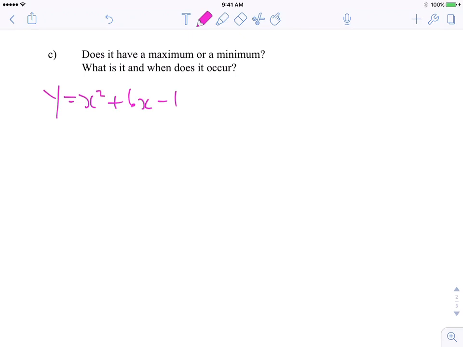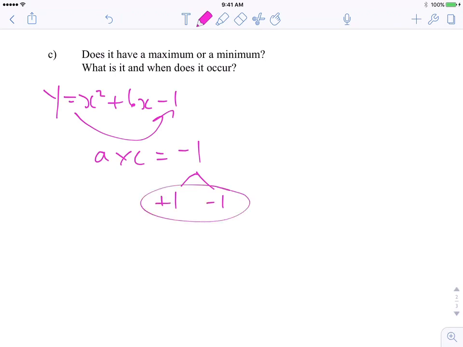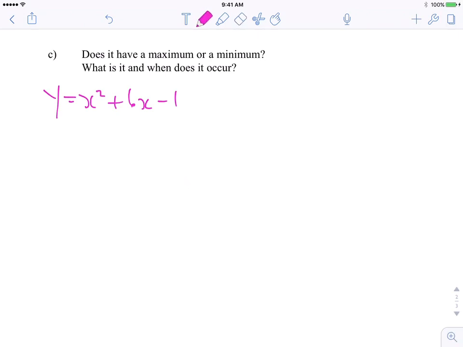But in this case, we also notice a value is 1, and if we multiply a times c, 1 times negative 1 is negative 1. There are no two numbers that multiply to negative 1 where one would have to be positive and one negative, and this cannot get me a sum of the b value, which in this case is 6. So this is not factorable. And some of you may be looking at c alone, no two numbers that multiply to c and add up to b. So that's not going to work.